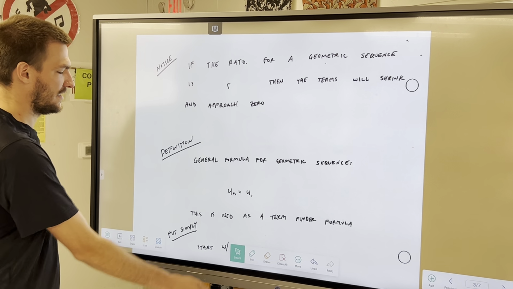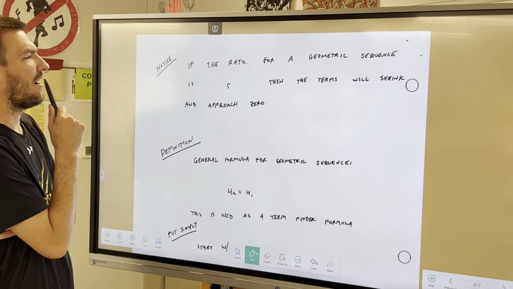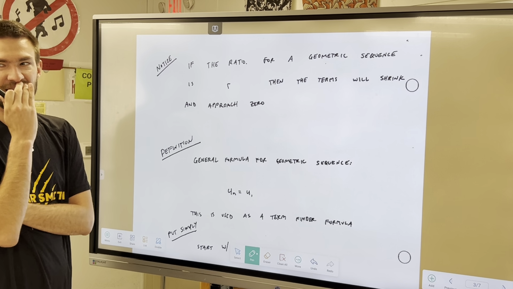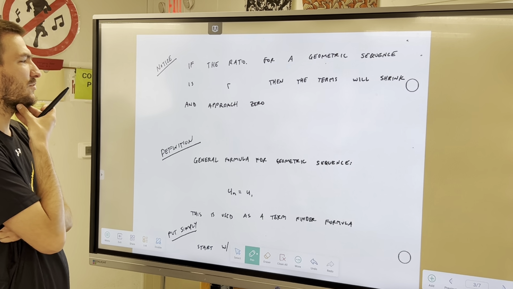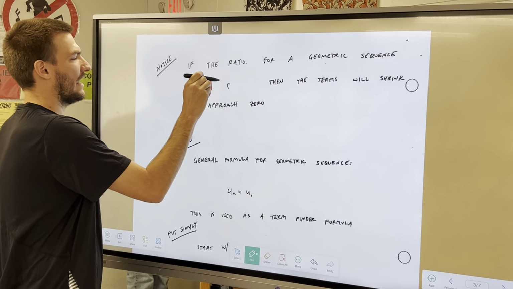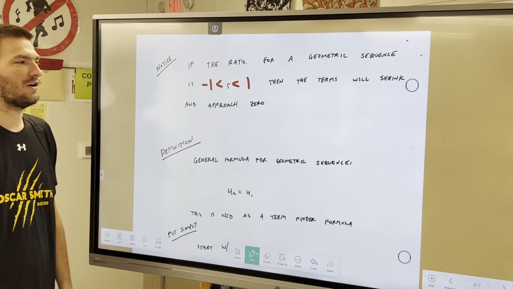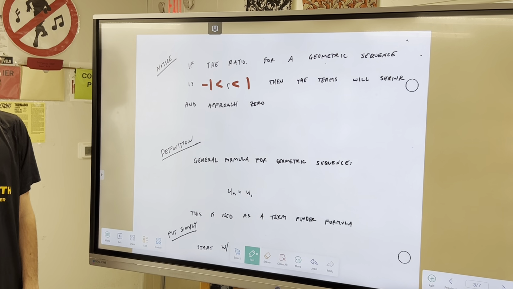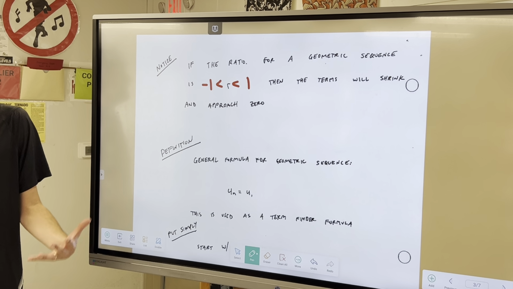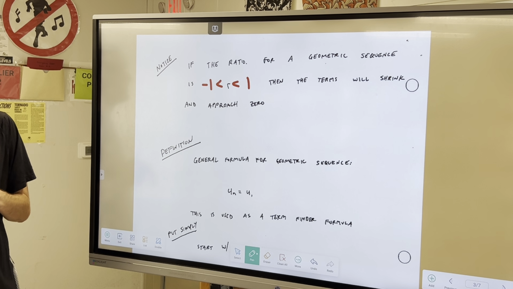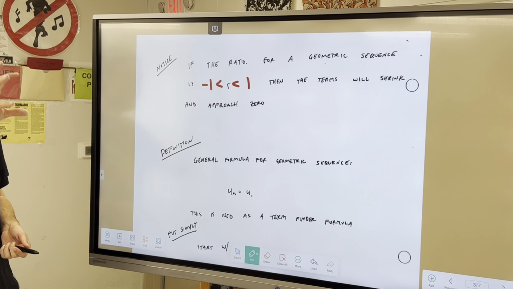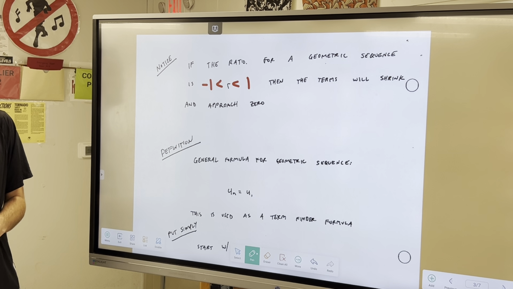Notice if the ratio, I'm not sure why there's a period there, maybe it's just a typo. If the ratio for a geometric sequence is blank, then the terms will shrink and approach 0. We're gonna put -1 less than R less than 1. In other words, if the ratio is smaller than 1, I don't care if it's positive or negative, it's gonna cause us to shrink, which makes total sense. We're being multiplied by a small number, or less than 1, we're gonna be going down.